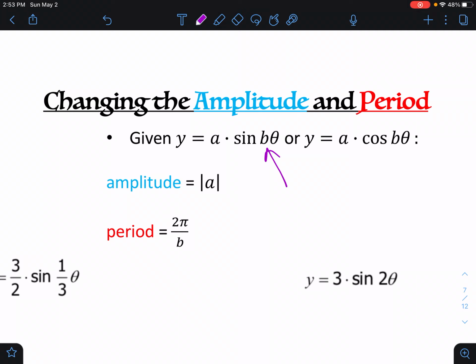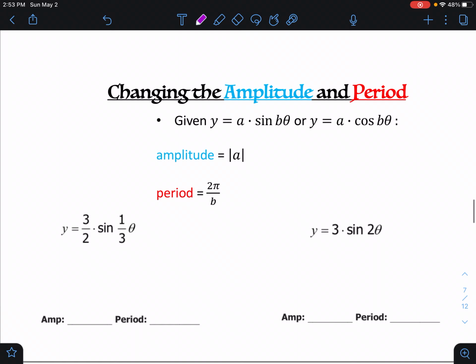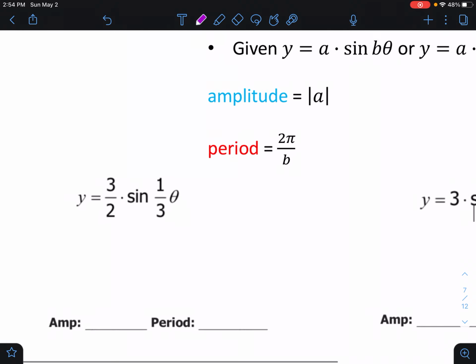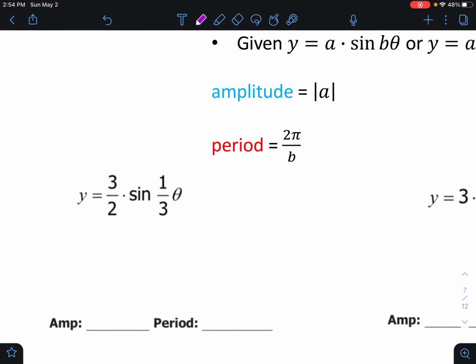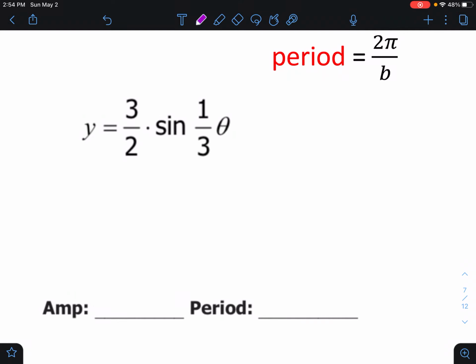So then how do you figure out what the period is? We know that the period for both sine and cosine is 2 pi. So you're just going to say 2 pi divided by B. And that's how you can change the period of these. So for example, if I looked at this and I said 3/2 times sine of 1/3 theta, what's the amplitude? Well, the amplitude is my A value, 3/2. And then my period is going to be 2 pi divided by B. In this case, my B is 1/3.